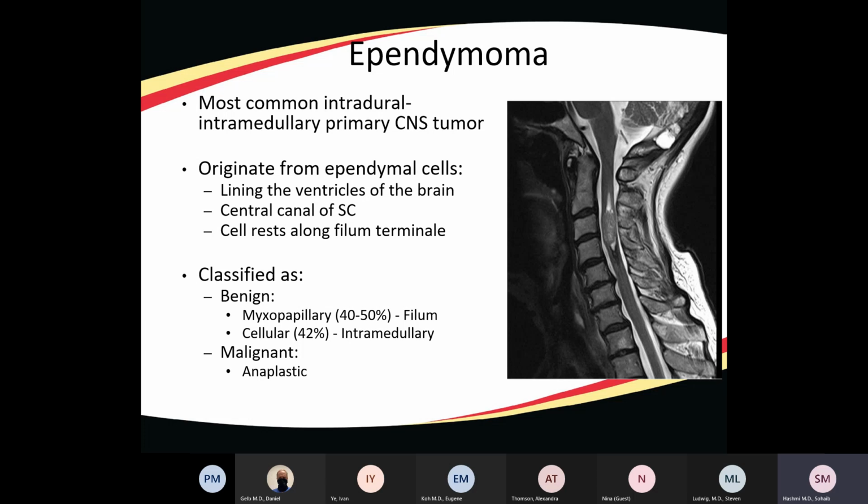And so we can see these within the intramedullary portion as its characteristic. It'll have this tail that you can see on the MRI, both going up and down. It's a little bit heterogeneous in its nature and signal intensity as well. The majority of these are benign, and some of them, the anaplastic ones, can be malignant. However, that is overall pretty rare.